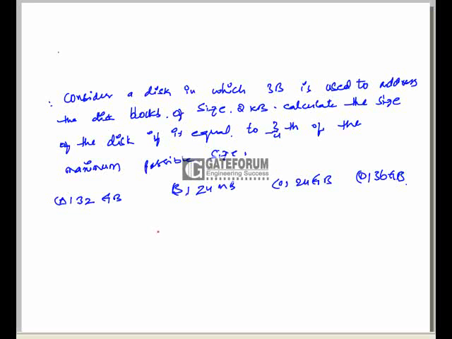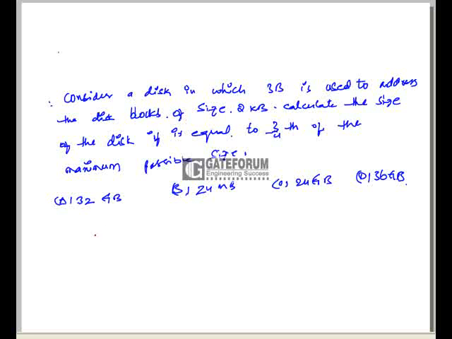Consider a disk in which 3 bytes is used to address the disk blocks of size 2 KB. Calculate the size of the disk if it is equal to 3 by 4th of the maximum possible size. Here it is given that 3 bytes is used to address the disk blocks.